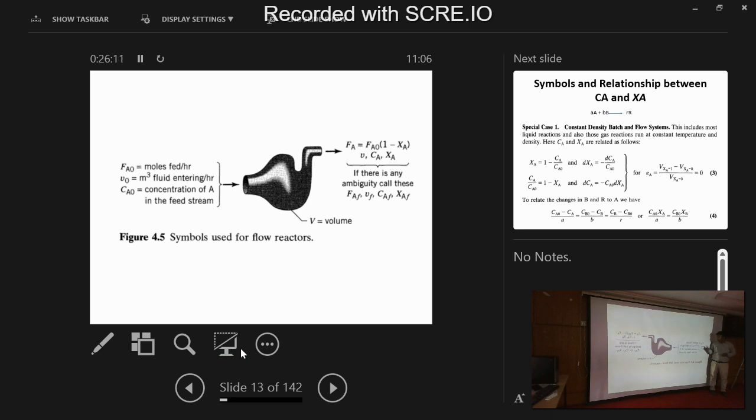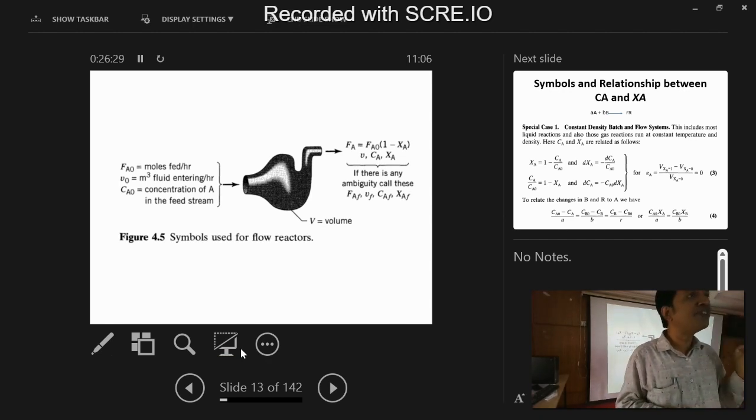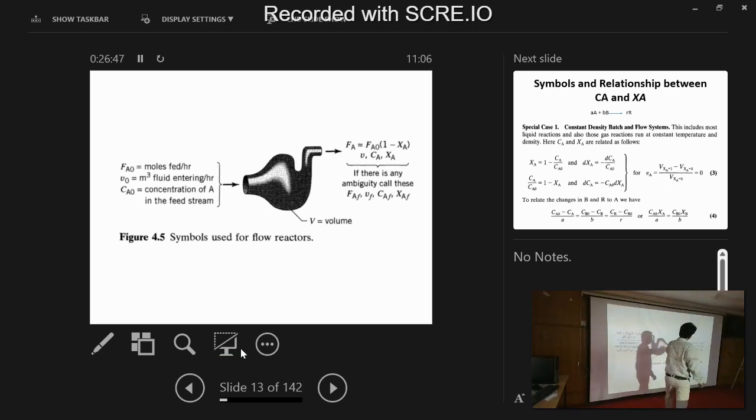Look here: FA naught, nu naught. This is not V, it's nu. So what are FA naught and nu naught? The two new terms that come into the design part: FA naught is the molar feed rate, in units of moles fed per hour. That's called molar feed rate. And nu naught is the volumetric flow rate, that is volume per unit time, so the units are meter cube per hour.